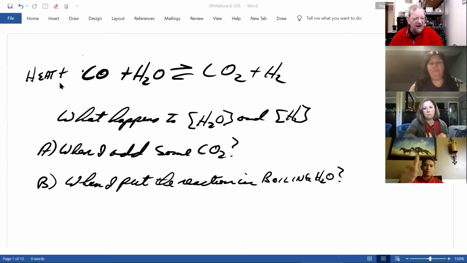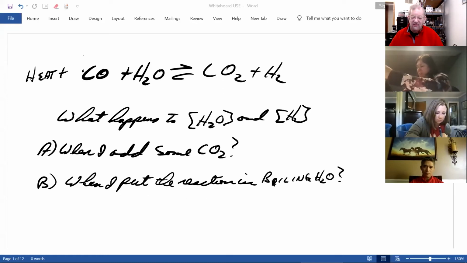For the following reaction, heat plus CO plus water in equilibrium with CO2 and hydrogen, what happens to the concentration of water and hydrogen when I add some CO2? And what happens to those concentrations of water and hydrogen when I put the reaction in boiling water?